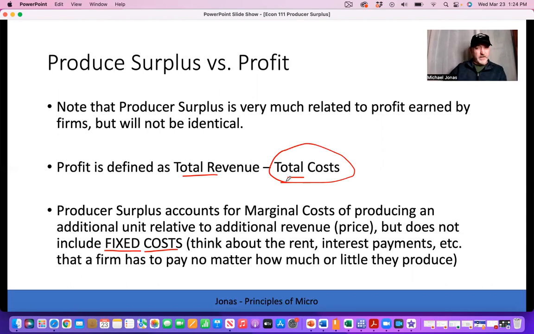So again, we're going to get into the details of that later on. The point now is keep those as separate ideas. Very much related, producer surplus and profit, but not exactly the same thing. So when we're calculating a number for producer surplus, we don't want to say, oh, this is the total profit earned by an industry or a firm. Okay, different deals.